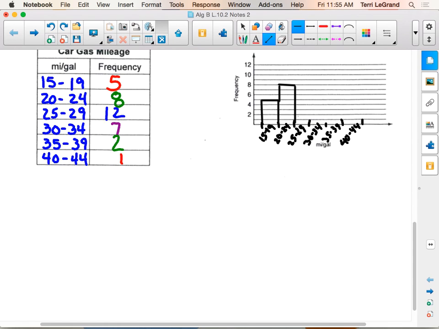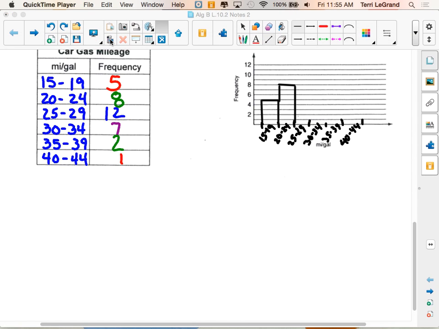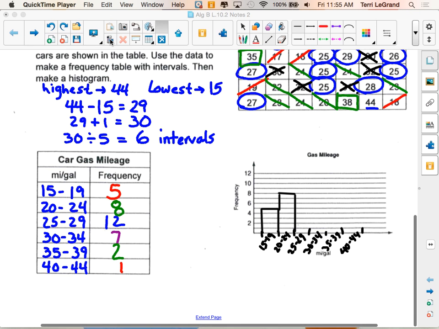Okay, I'm going to stop the notes while you guys are finishing up. When you are finished, ask to see a completed copy so that you can see that you have a good histogram made.